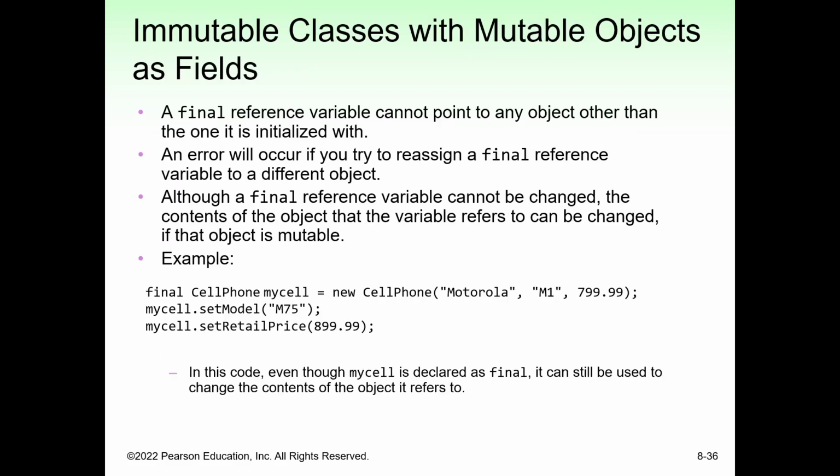A reference variable that is declared final cannot point to any other object than the one that it has been initialized with. In this case, it is the cell phone object, and it's going to be an error if you try to reassign a reference to that variable. However, you are allowed to change certain fields if your object is mutable. In this case, we are changing the model to M75, and we're setting the retail price to $899.99.